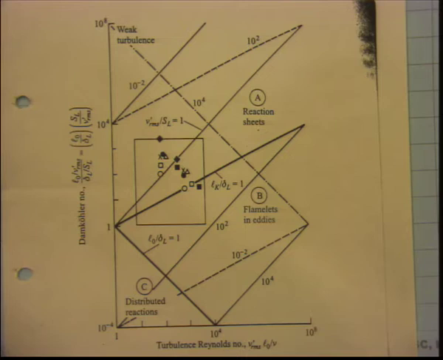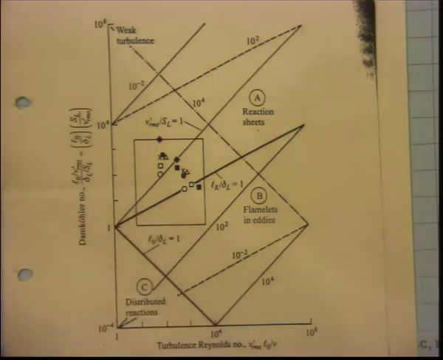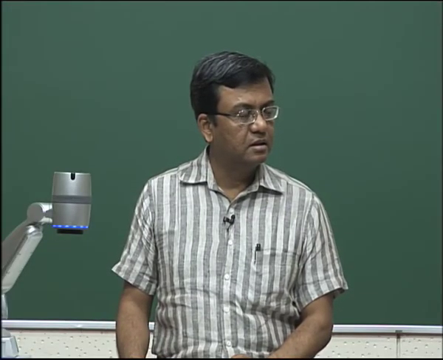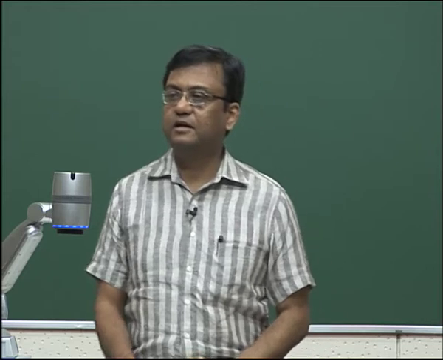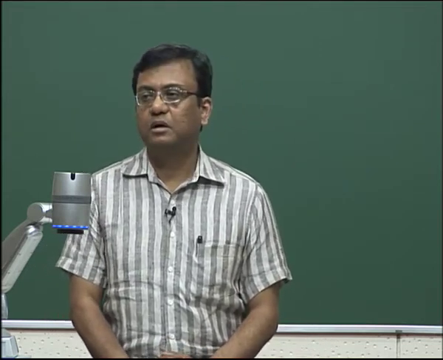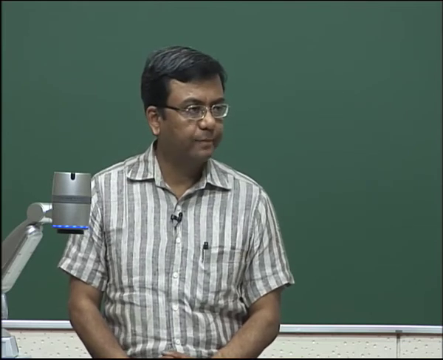So, we define the regime saying that delta L less than Lk is wrinkled reaction sheet, but this particular plot is also giving us some extra information. It is telling us that the Damkohler number has to be high to get wrinkled reaction sheet, correct. So, that means the chemistry has to be fast. So, a fast chemistry is more likely to give you a reaction sheet regime.